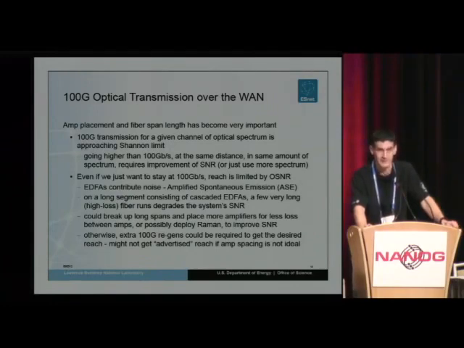So OSNR is really the key factor in dealing with 100 gig and the higher bitrate channels. The ideal amp spacing your system is designed for is not necessarily going to match reality when you actually get into the field, get your fiber, and start looking at how long it is. So this has had some very real impacts on the advertised reach of our 100 gig long haul components, and has essentially driven us to need more regens than you initially think you're going to need.